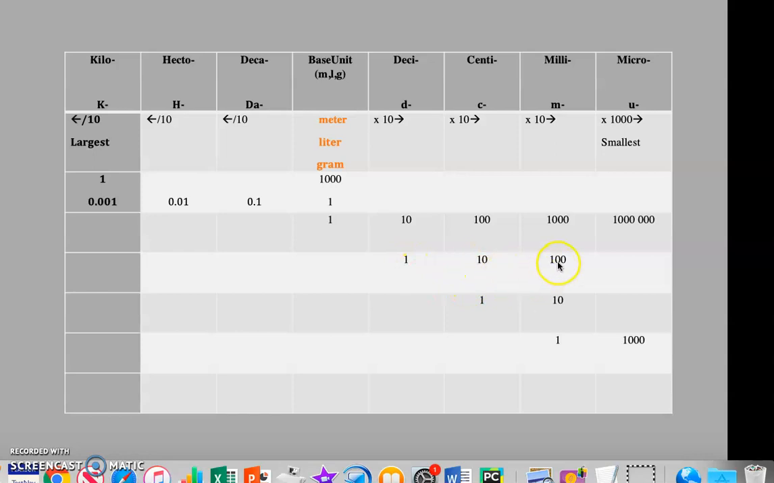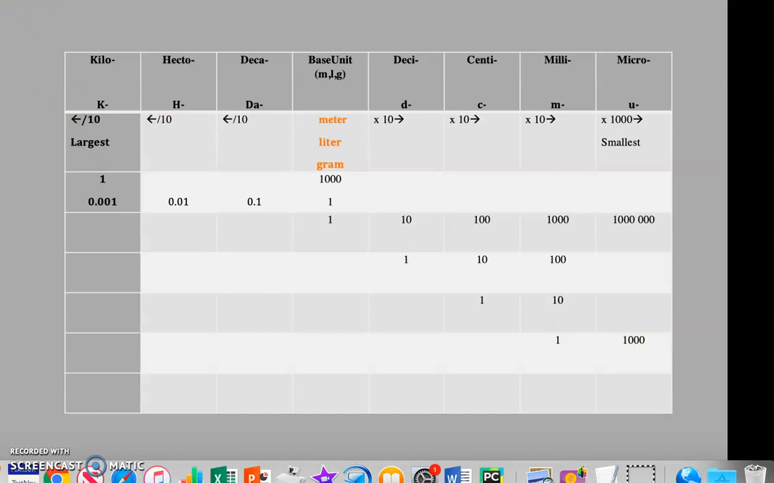And also, if you have, say, 1 deci, it's 10 centi. 10 centi is 100 milli. So it just shows you, no matter where you start, it's multiplying by 10. And over here, 1 centi equals 10 milli. Or even smaller, 1 milli equals 1,000 micro. So this is just to show you how to compare the units.